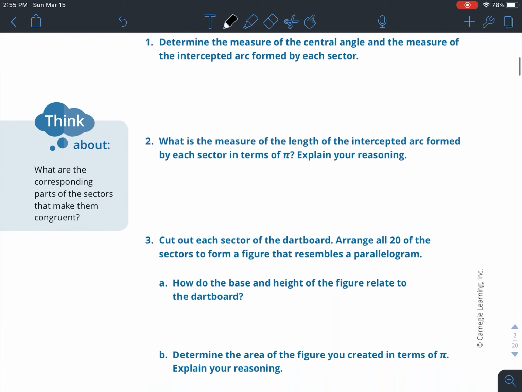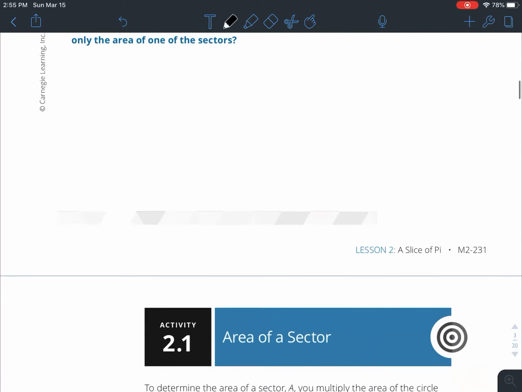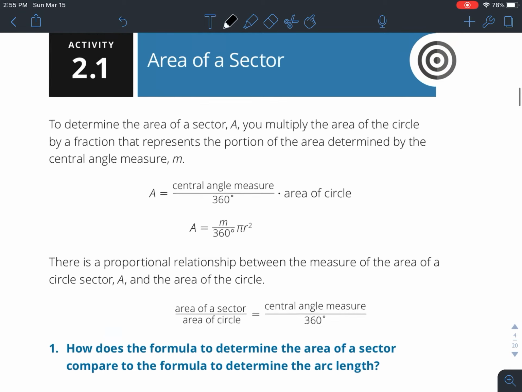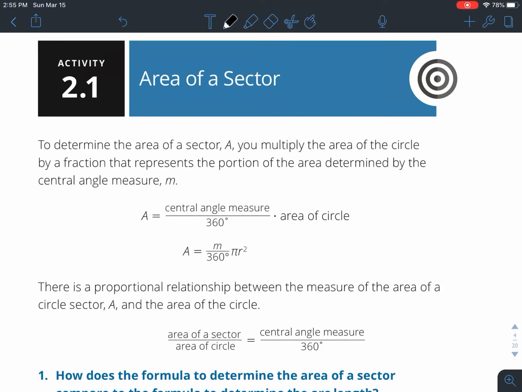We are not going to worry about the bullseye, so you guys can skip all the way down 2 pages to activity 2.1, where it talks about an area of a sector. So it says determine the area of a sector A. You multiply the area of the circle by a fraction that represents a portion of the area determined by the central angle of measure.